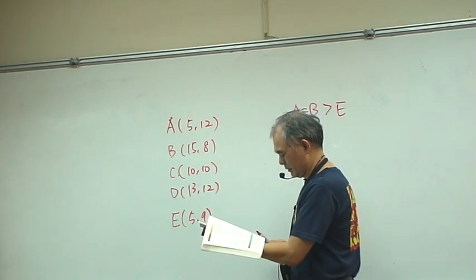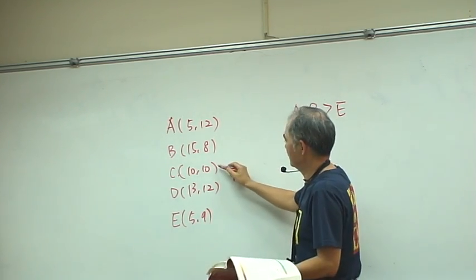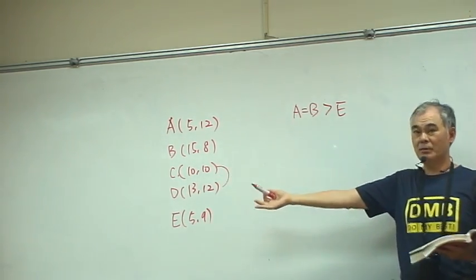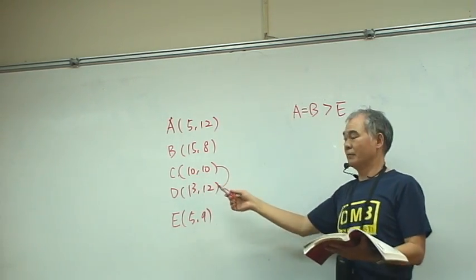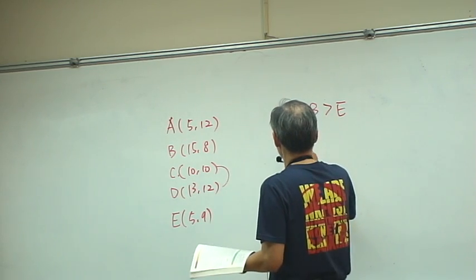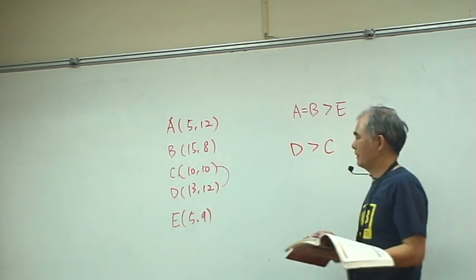And the second one is C and D. This one is also simple, right? Because C is (10,10) and D is (13,12). So D is better than C, okay?